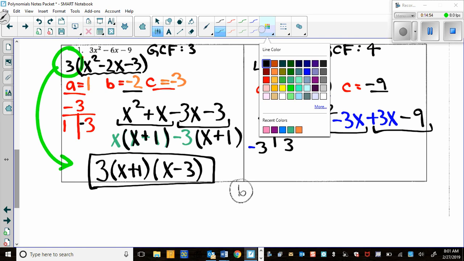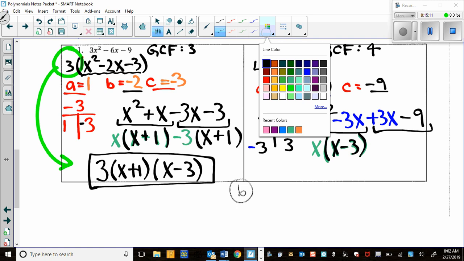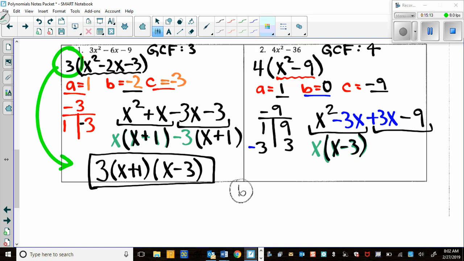I have an x in common in the first group, and what I have left over, let's write that in black, I have x minus 3 inside of the parentheses, so that means that has to be the exact same factor on the other one. Now look at my second group, I have 3x minus 9, so I can go ahead and take out a positive 3 from both of them, and be left with x minus 3.